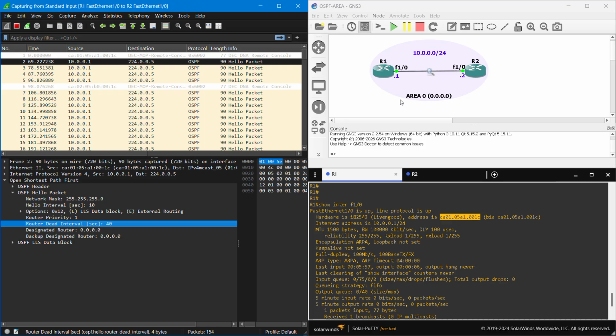Let me take an example. R1 is sending its Hello packet every 10 seconds. Suppose it sends the first packet to R2. Then after 10 seconds it is not sending anything, after 20 seconds it's not sending anything, after 30 seconds it's not sending anything. As it hits 40 seconds, R2, at this particular time, will remove the entry of R1, or the entry of R1 will vanish from R2. This time is called the router dead interval, which by default in OSPF is 40 seconds.